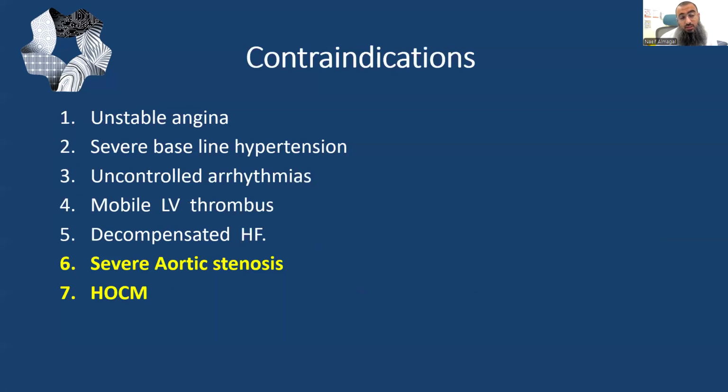The contraindications are any unstable patient, either with unstable angina, severe baseline hypertension, uncontrolled arrhythmia, mobile LV thrombus, or acute decompensated heart failure. For aortic stenosis, if the patient is already symptomatic and known to have severe aortic stenosis, they are contraindicated, along with HOCM.